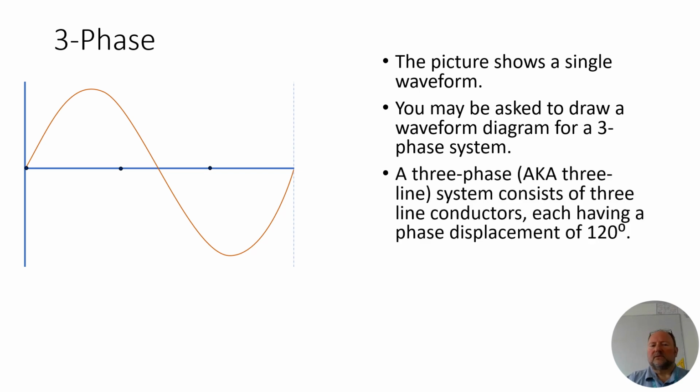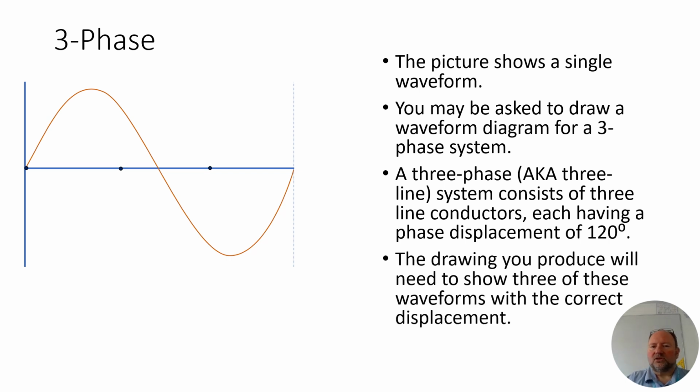The characteristics of a three-phase system, as I'm sure your tutor has explained, it's a system that's got three line conductors, the phases of which are displaced by 120 degrees, and I'll show you what that will look like on a single diagram in a minute. But anyway, the drawing that you're going to produce is going to need to show the waveforms for each of those three phases or three line conductors, and I'm going to show you how to do that and map that correctly with all the correct detail.